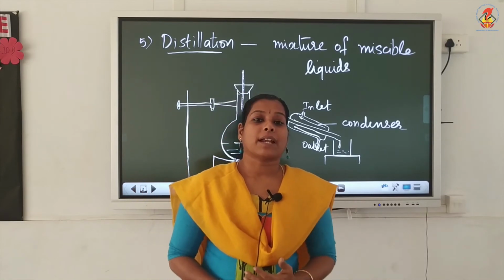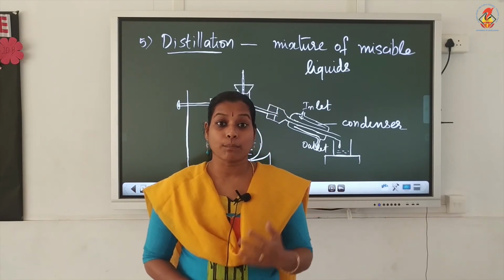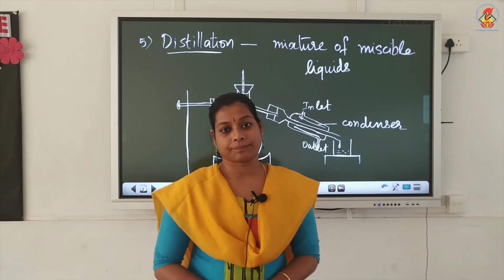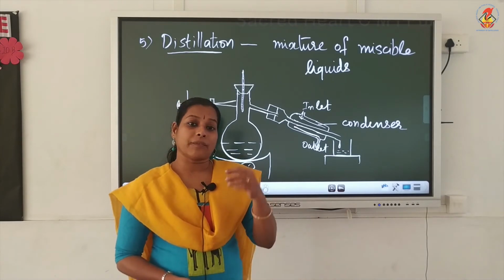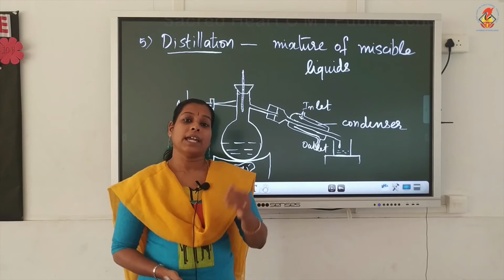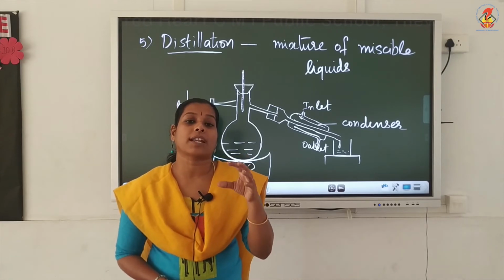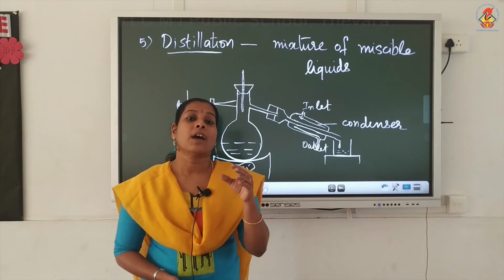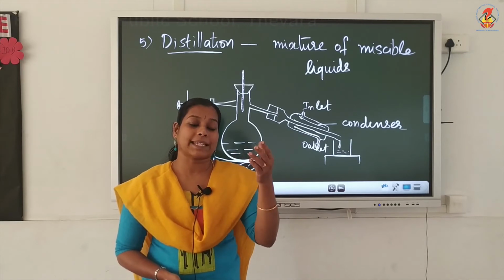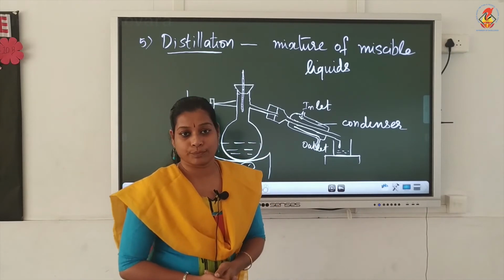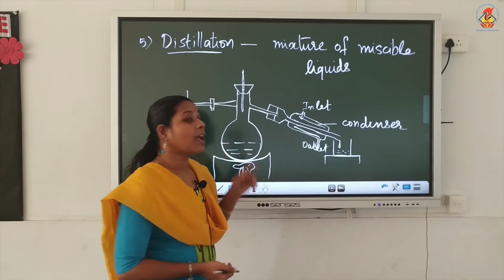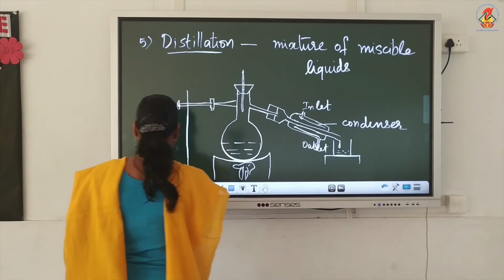Okay, so this is the method of separation of two miscible liquids, that is distillation. Now we can see another condition. If the liquids are miscible, but they do not differ much in their boiling points, suppose the difference is less than 25 Kelvin, then what will we do? That time we will use the next method, that is fractional distillation.